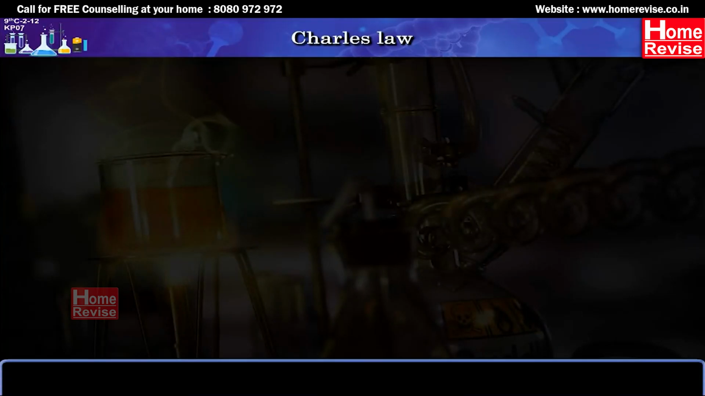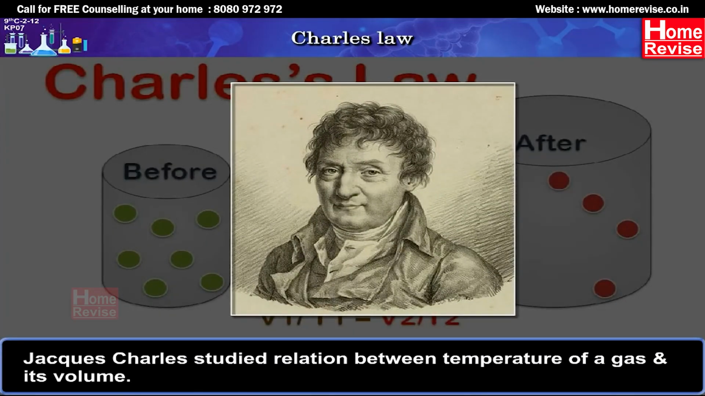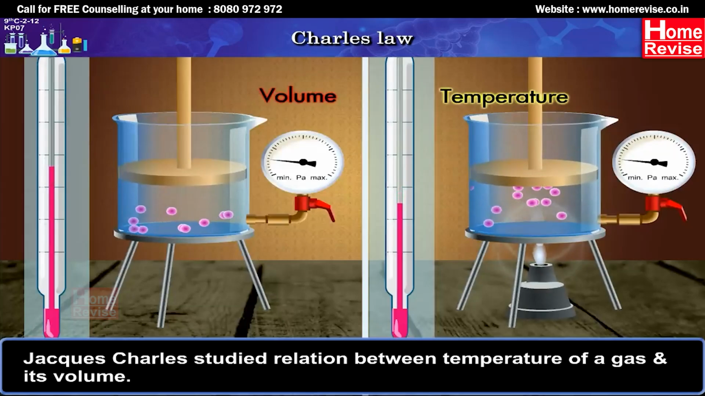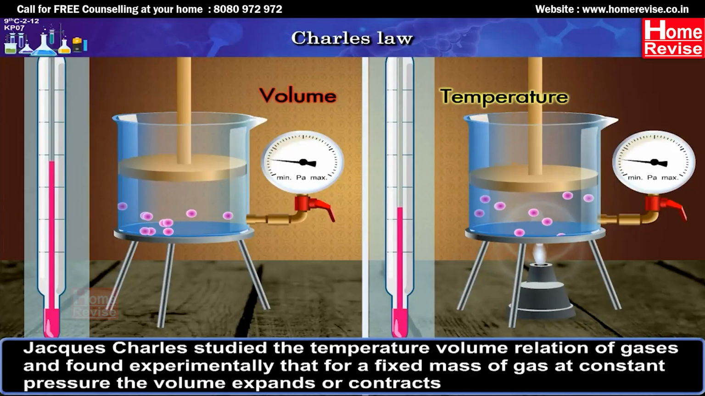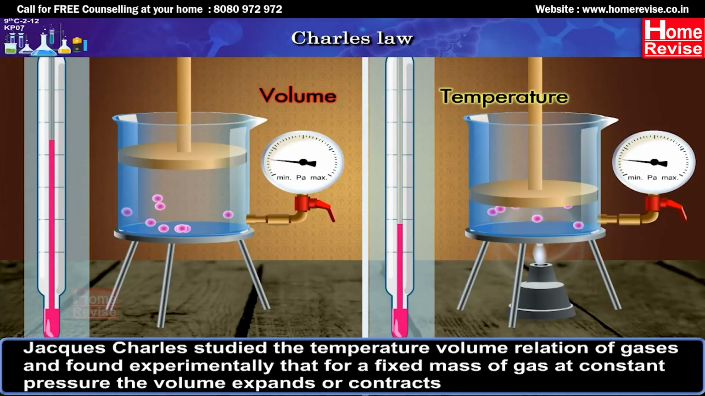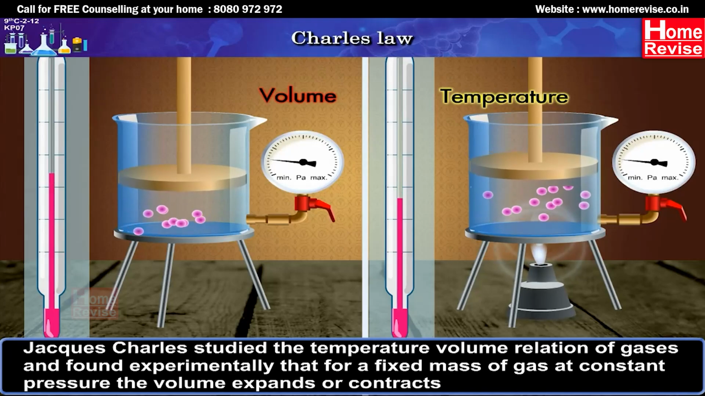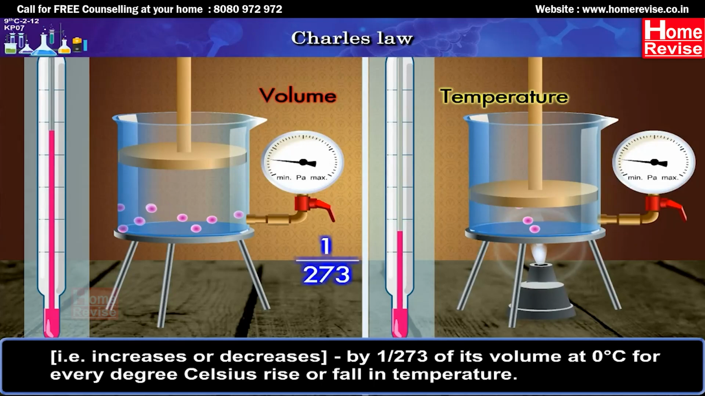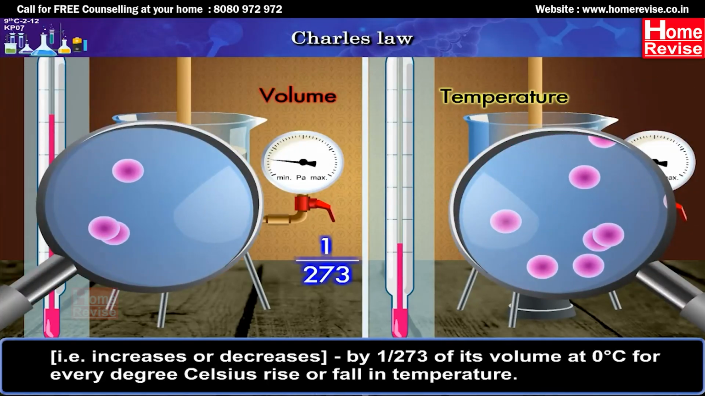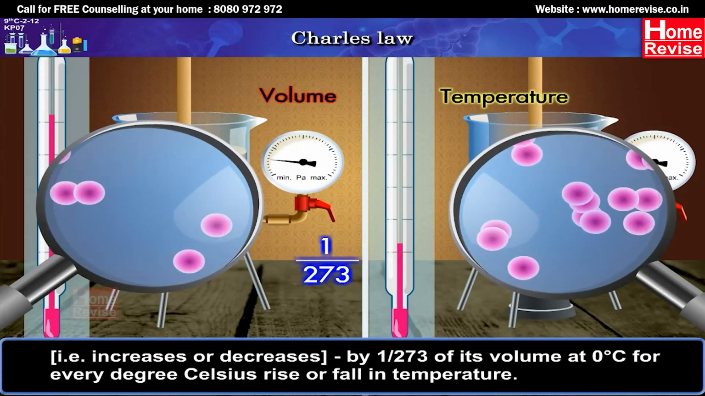Charles' law. Jacques Charles studied the relation between the temperature of a gas and its volume. He found experimentally that for a fixed mass of gas at constant pressure, the volume expands or contracts, that is, increases or decreases, by 1 upon 273 of its volume at 0 degrees Celsius for every degree Celsius rise or fall in temperature.